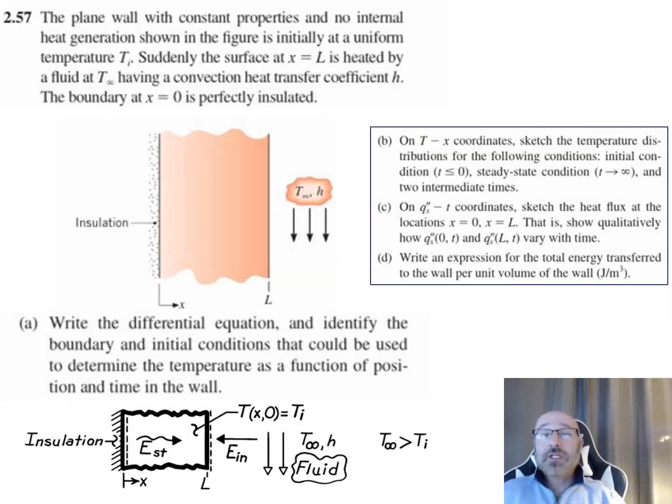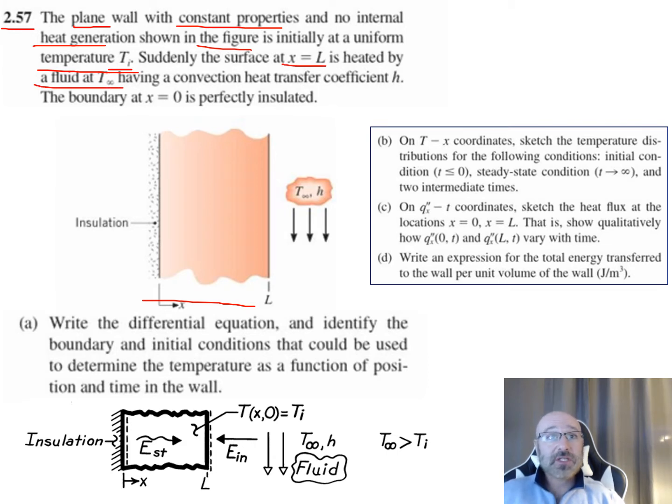So let's take a look at example problem 2.57 from our textbook here. In this problem, they tell us that we have a plain wall with constant properties and no internal heat generation. And this is shown down below in this figure right here. This is initially at a uniform temperature given to us as T sub i, i being our initial temperature. And suddenly this surface is going to be exposed and heated by a fluid at T infinity at this distance x equals L.